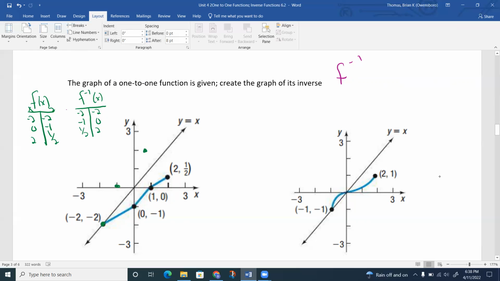There's another point there I missed. Looks like 1, 0 would also be a point. So there's 1, 2, 3, 4 ordered pairs. So we should also have a 1, 0. So 1, 0 is now going to be this 0, 1. So let's plot this fourth little point. Okay. So if we recognize that, all we got to do now is just construct the graph. Let's see here. Get situated here.